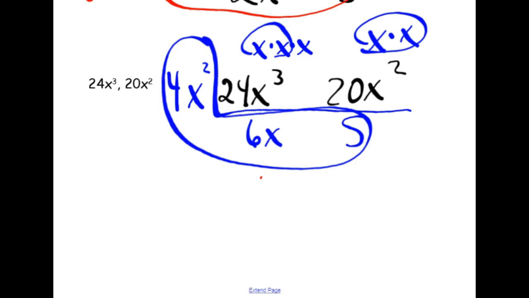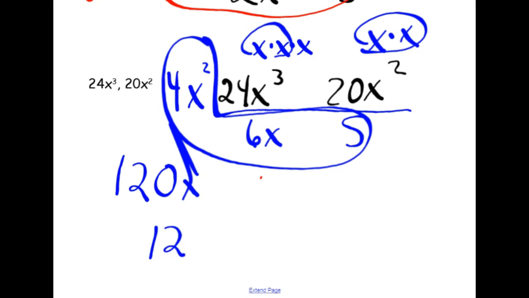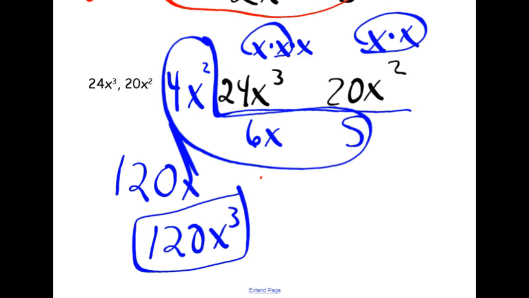If you do 4 times 6 is 24, and then you need to multiply it times 5. Or you can remember that you can multiply in any order. We can work the other way. 5 times 6 is 30, times 4 is 120. That was a little easier for me to do in my head, so you get to choose. X squared times x is x cubed. Oops, let's rewrite that. 120x cubed is going to be your least common multiple.